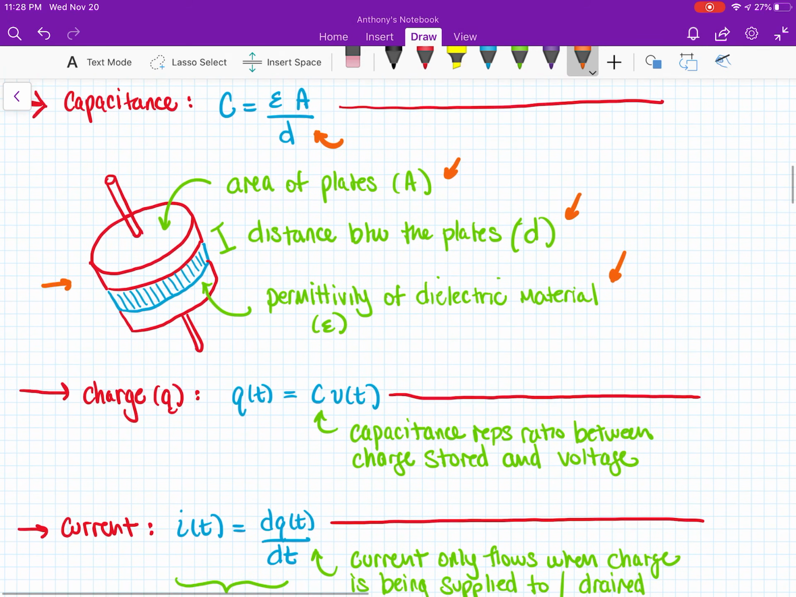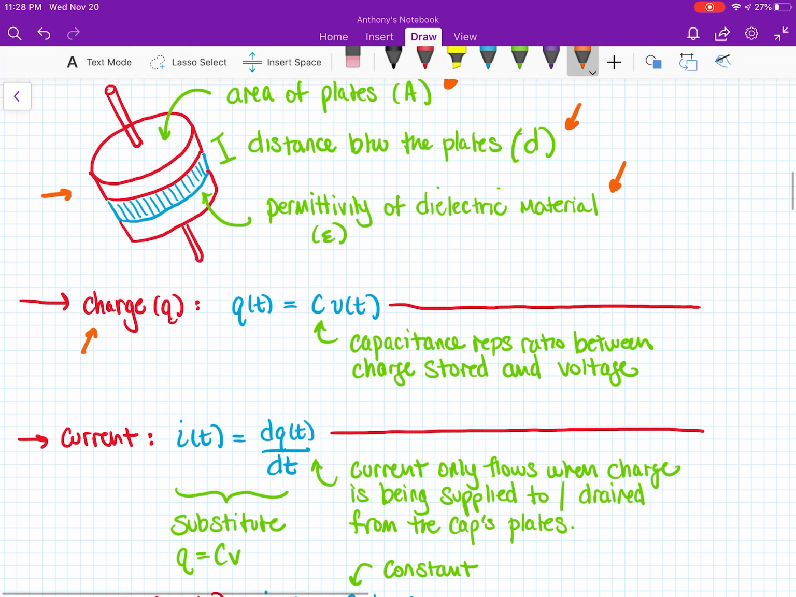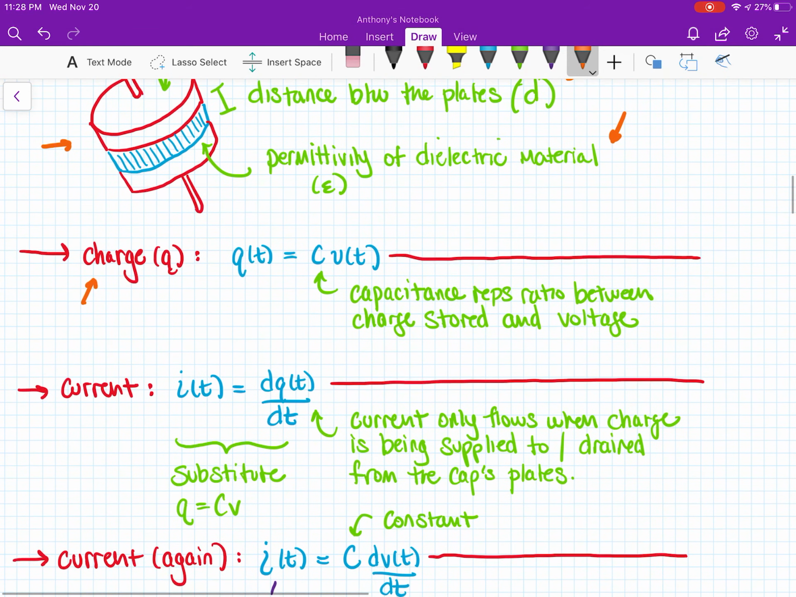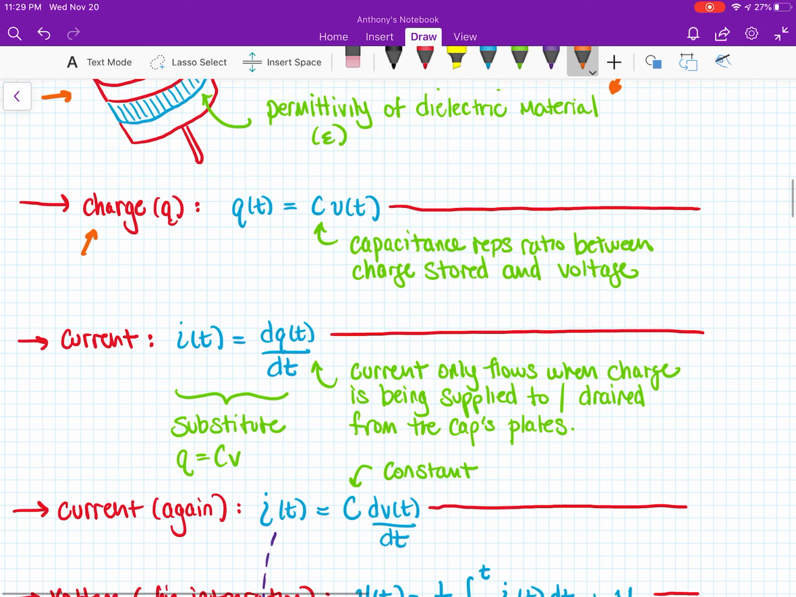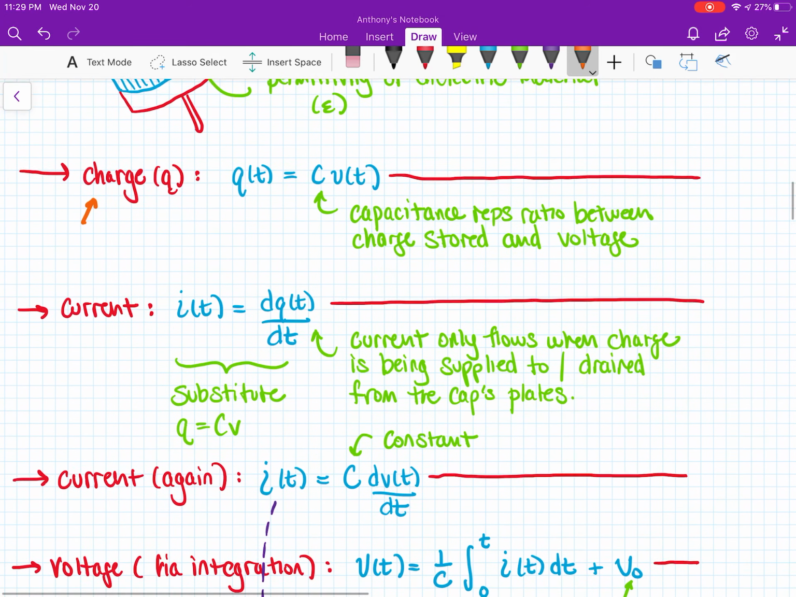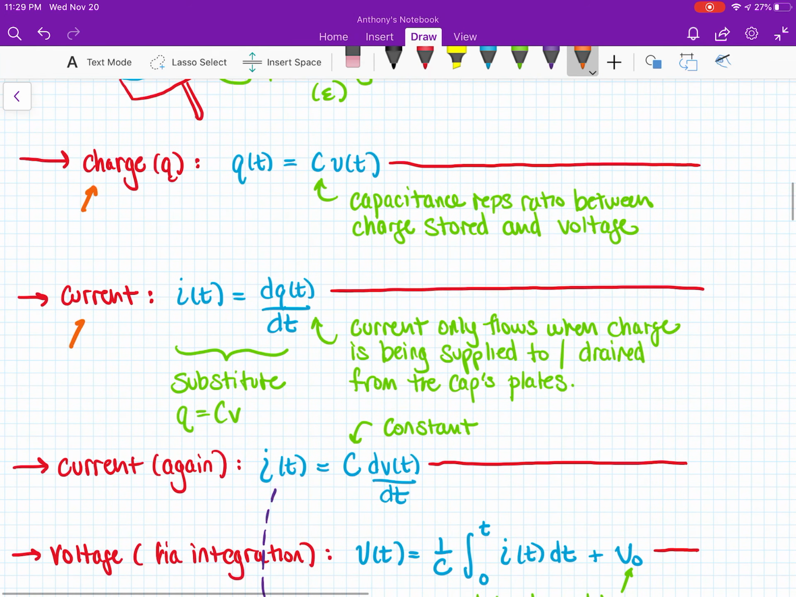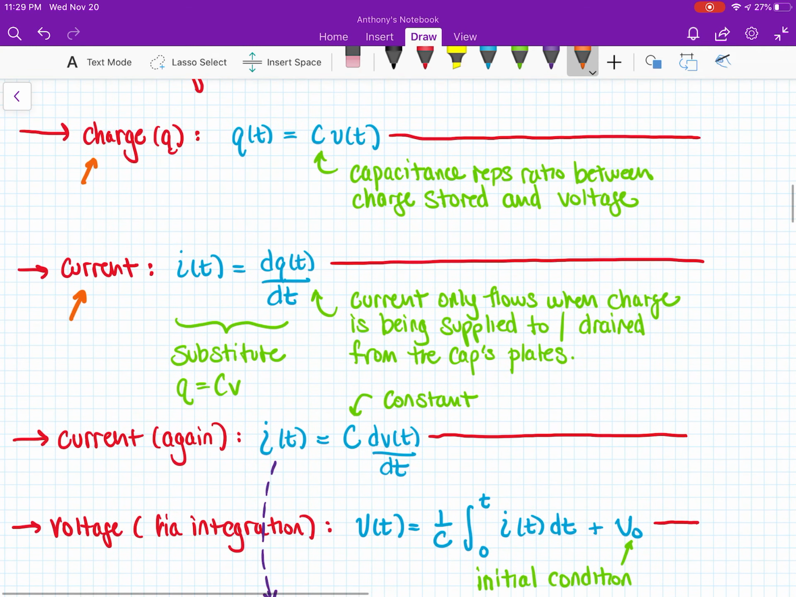Now, charge is another important value. The charge that's stored within the capacitor is equal to the capacitance times the voltage across the terminals. So we see that capacitance represents the ratio between the charge stored and voltage. Next is current. Now, this is a very important relationship because it leads us to the next one. So the current through a capacitor is equal to the change in charge with respect to time. Current only flows through the capacitor when charge is being supplied to or drained from the capacitor's plates.